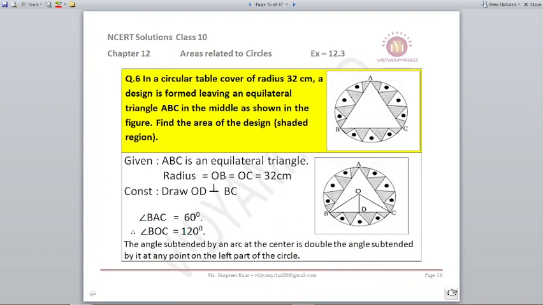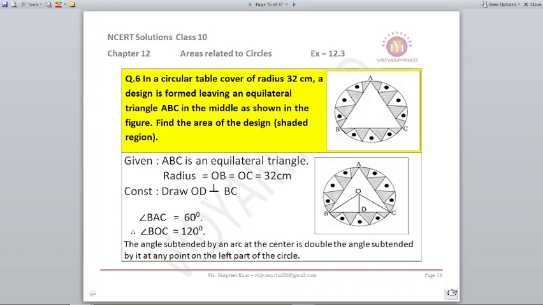In a circular table cover of radius 32 centimeters, a design is formed leaving an equilateral triangle ABC in the middle as shown in the figure. Find the area of the design. Now it is given to us that ABC is an equilateral triangle, and we are also given the radius, that is OB is equal to OC, that is 32 centimeters.